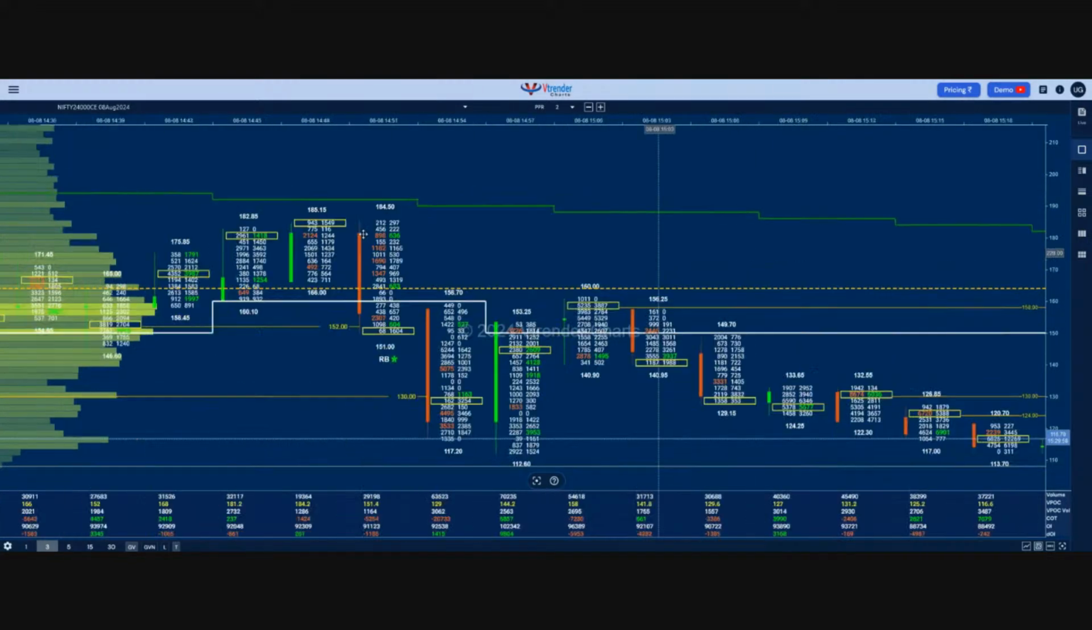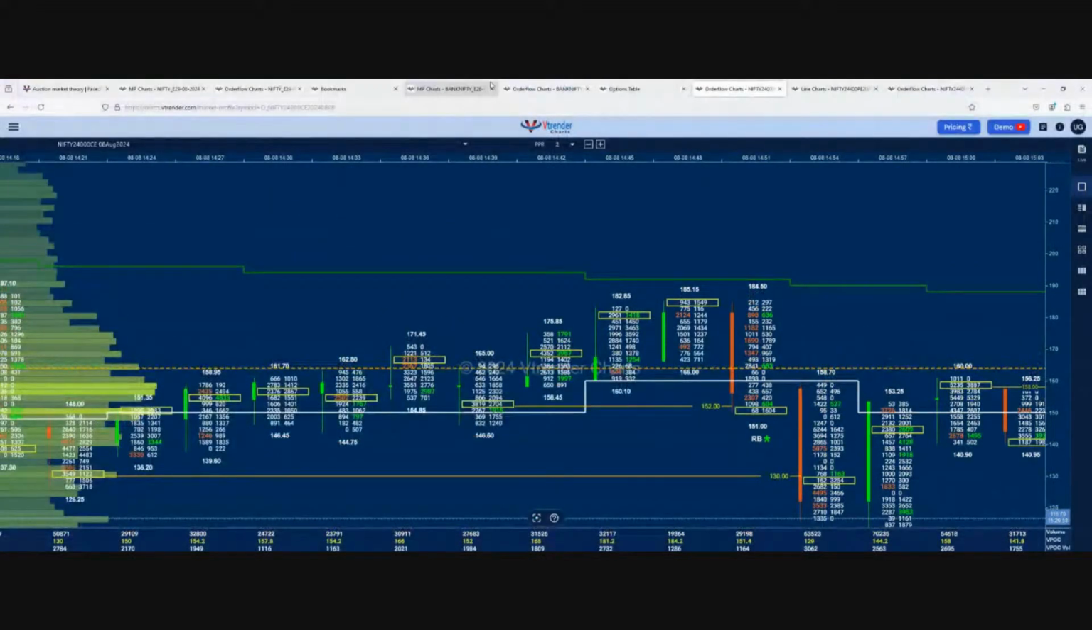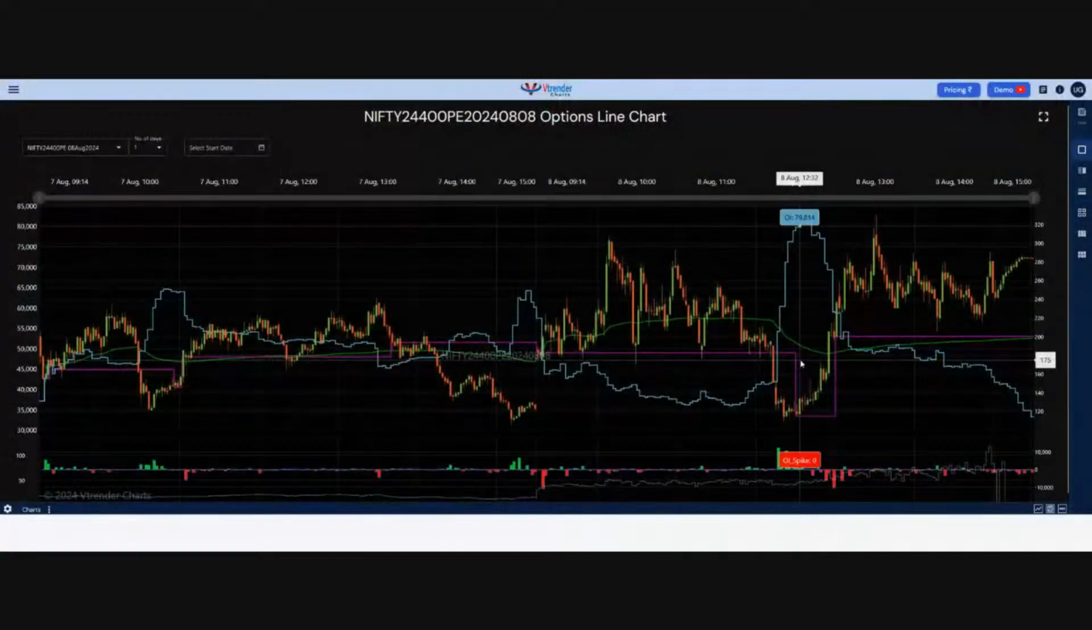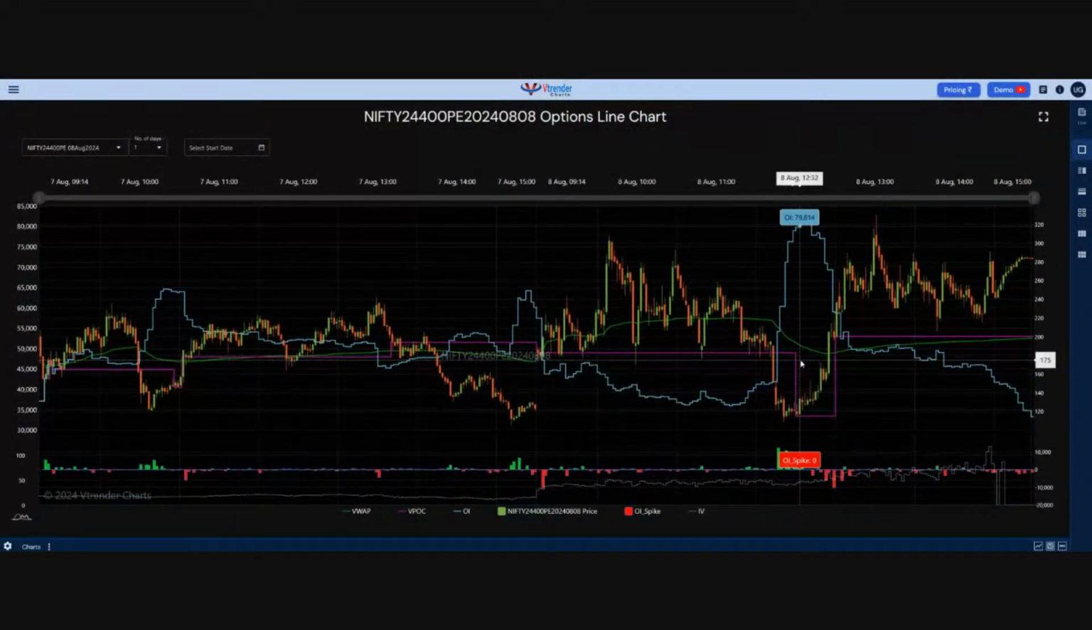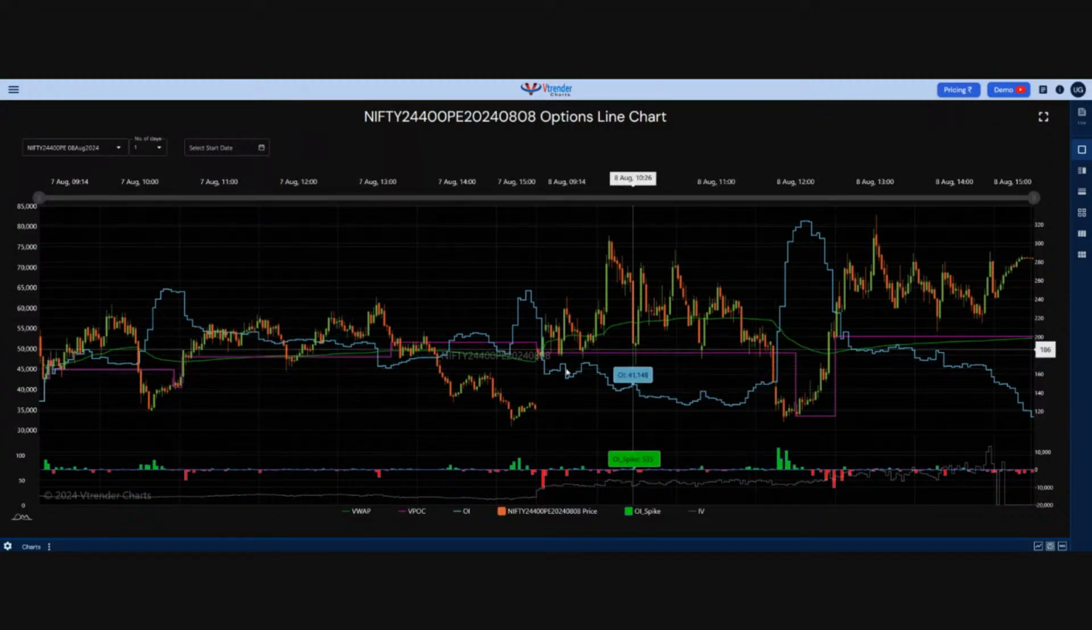So here, from the G period, we already knew that the auction had turned downside. So this is the 24,400 put chart. I'll show you the line chart first. So you can see 173 was yesterday's VWAP, and we were staying above yesterday's VWAP for the first half today. And then we had this big break in the G period. I'll show you the order flow chart also, and we broke below yesterday's VWAP.